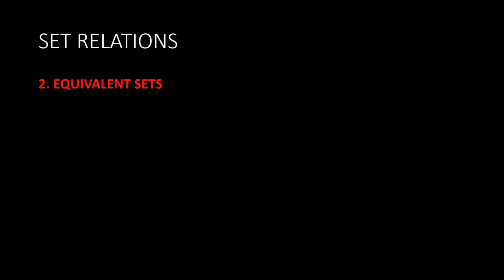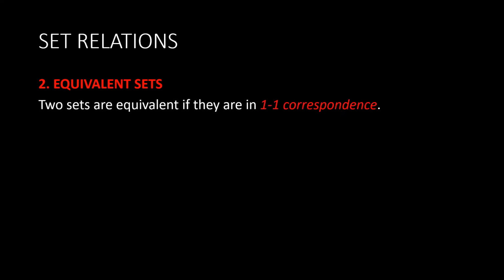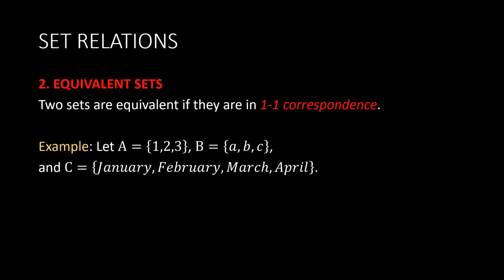Number 2, equivalent sets. Two sets are equivalent if they are in one-to-one correspondence. So that means you can pair the element of one set to the other without leftover on either side. For example, let A be the set containing 1, 2, 3, B with elements A, B, and C, and capital C be the set containing January, February, March, and April.